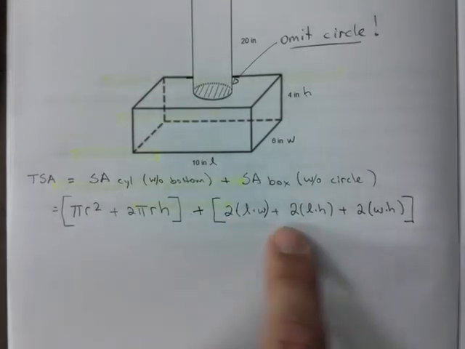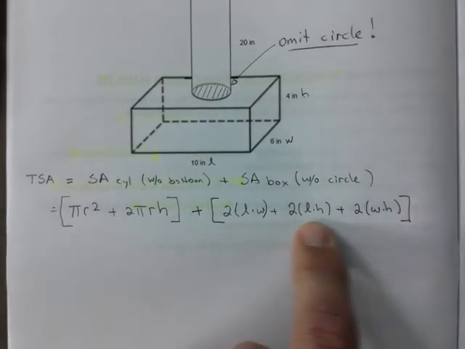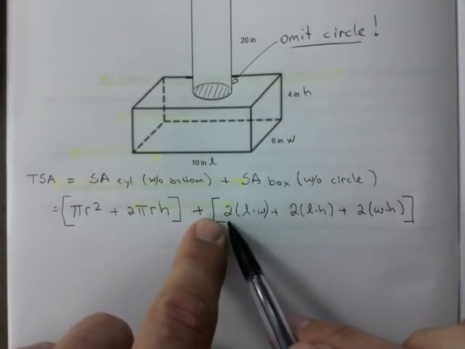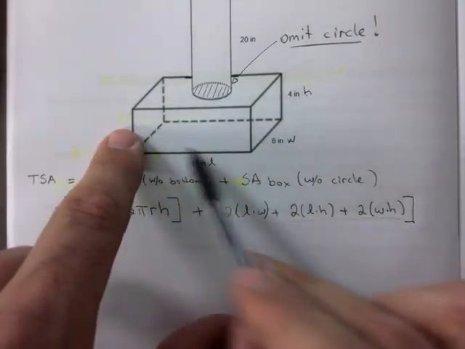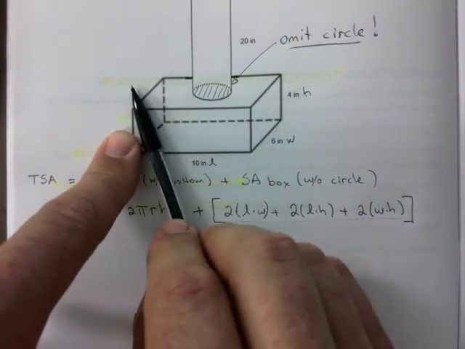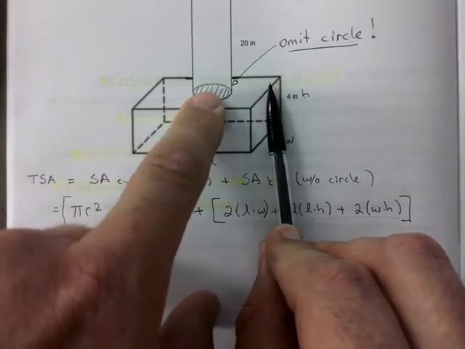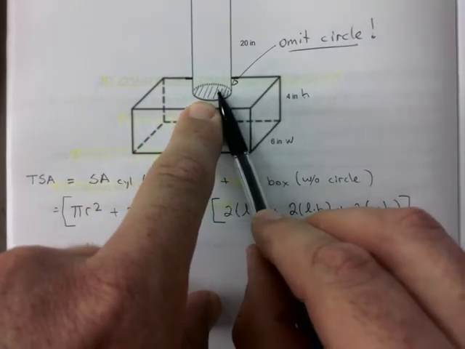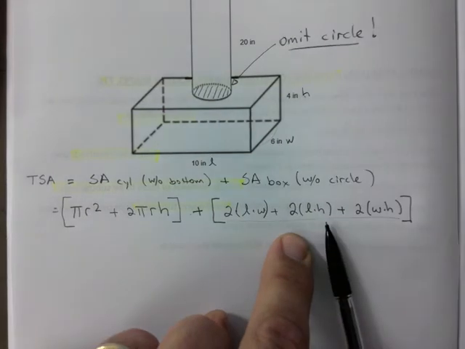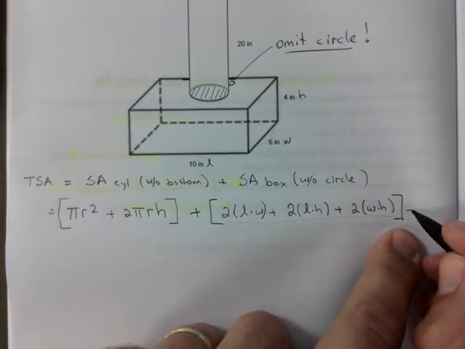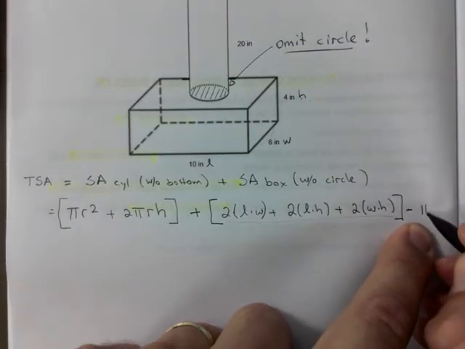What do I need to do to this part right here? Because if you plug in this whole thing, it's the entire box, right? This entire face at the top here. But we don't want to include that circle when we're looking at the box. So I'm going to go minus pi r squared.